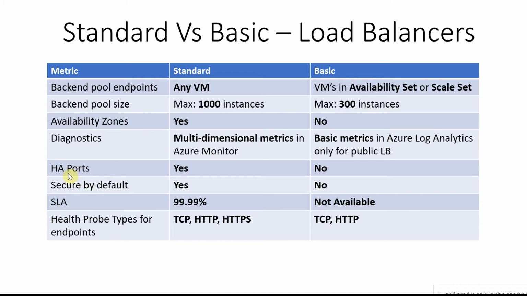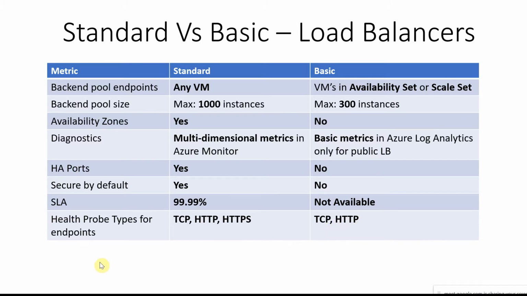Then HA ports, high availability ports: it is supported here, whereas it is not in basic. Secure by default: yes and no. SLA: 99.99% for standard, but for basic there is no SLA. And health probe types for the endpoints: TCP, HTTP, HTTPS in standard, but in basic it is TCP and HTTP.